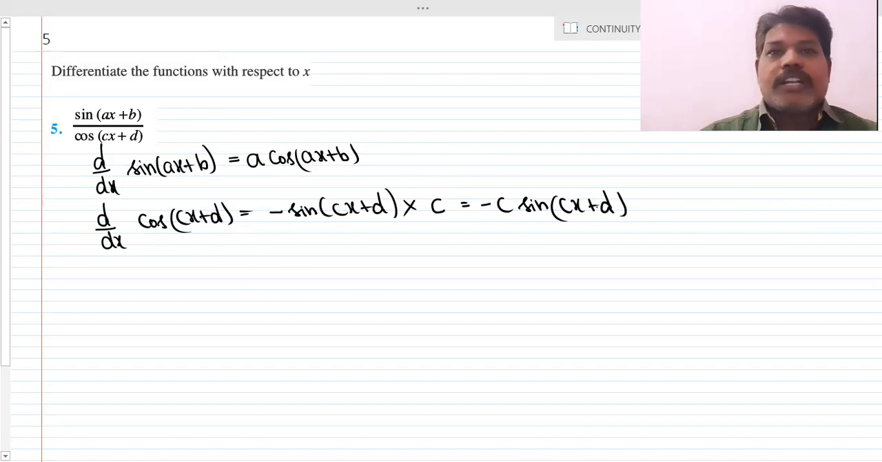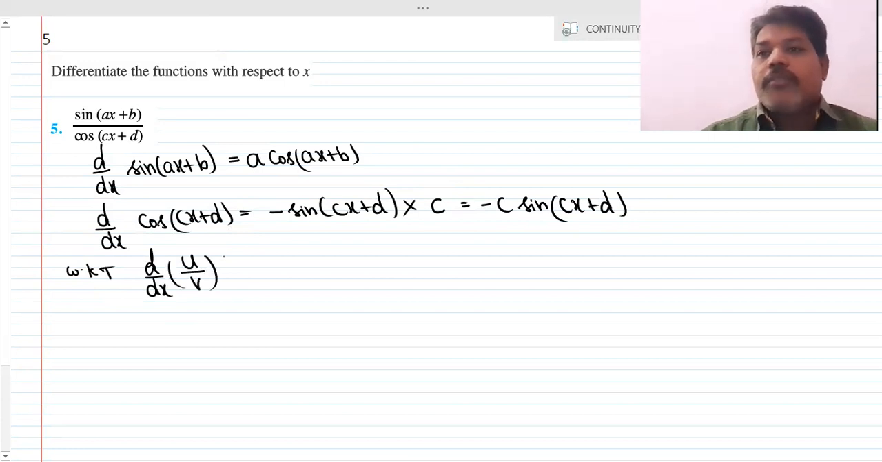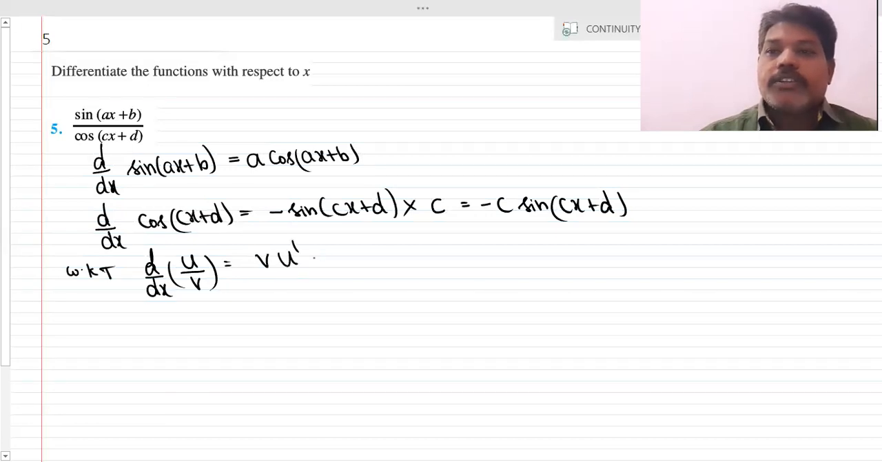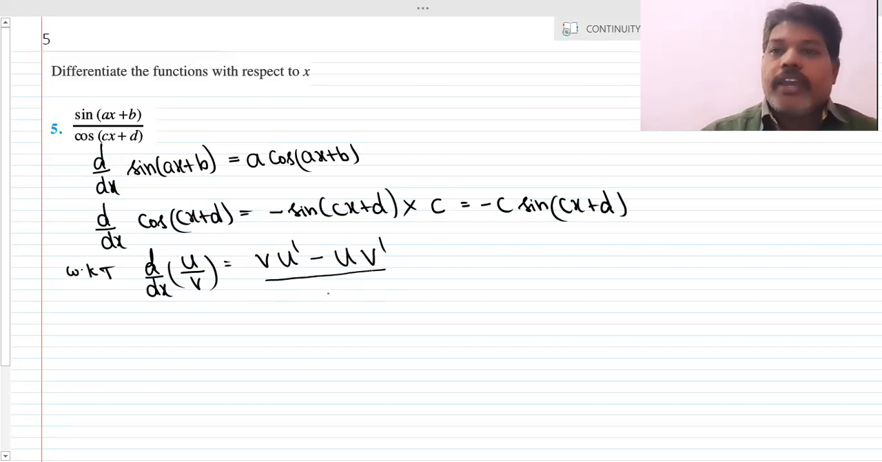So first you have to understand this. Next you have to understand this formula. Already we know that formula. What is the derivative of u by v? Tell me, students. V into u dash minus u into v dash, by v square.